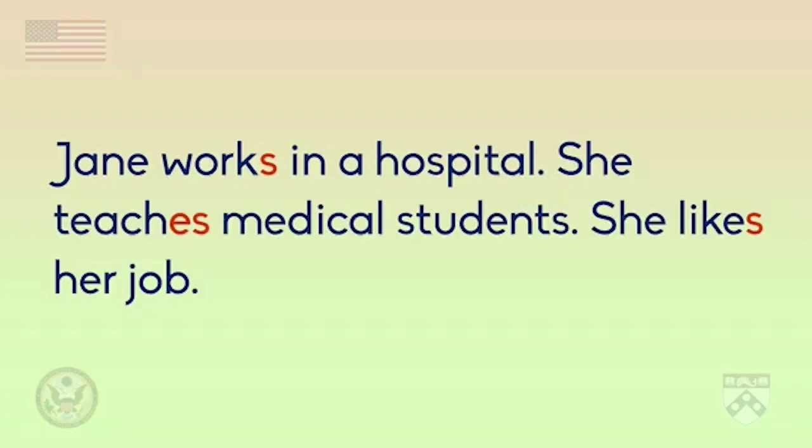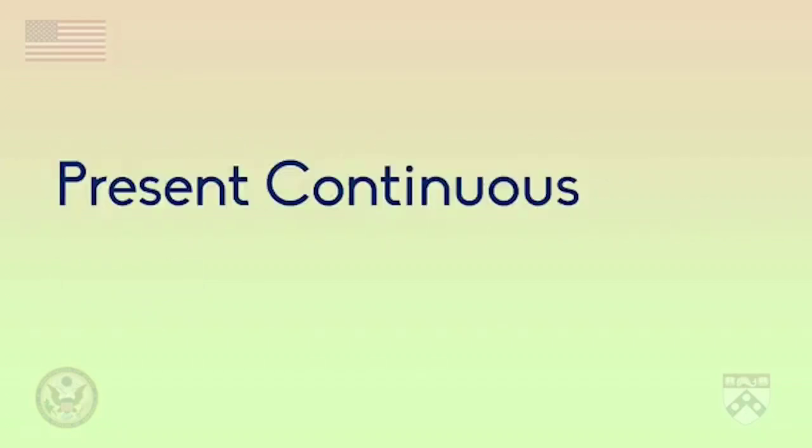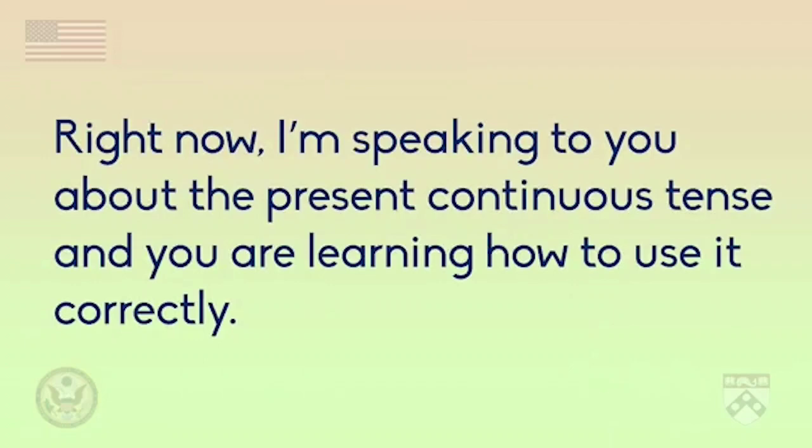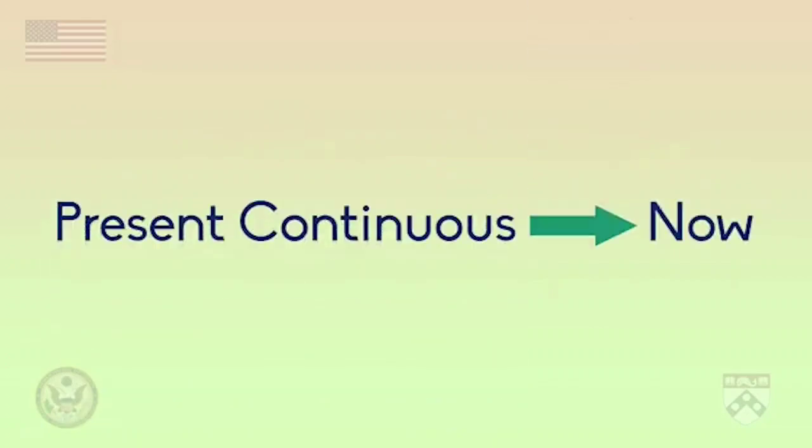Next, let's look at the present continuous, or as it's sometimes called, the present progressive. This tense is used to speak about actions that are happening right now, or right about now. For example, right now, I'm speaking to you about the present continuous tense, and you are learning how to use it correctly. Notice, in this sentence, how I use the present continuous. I'm speaking, and you are learning.